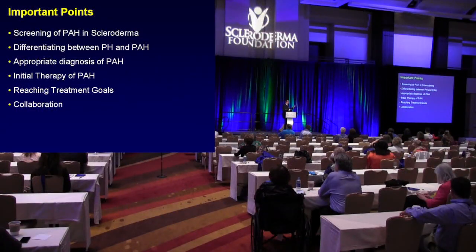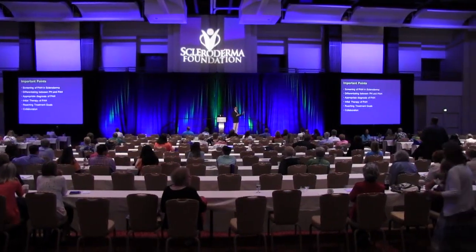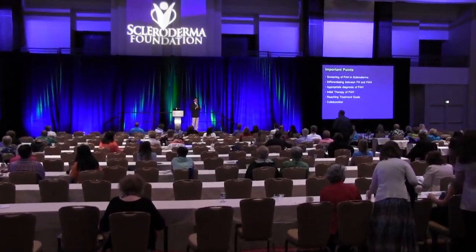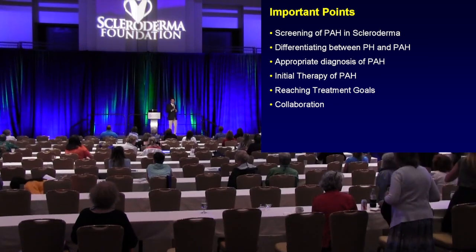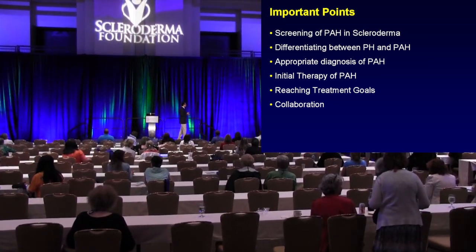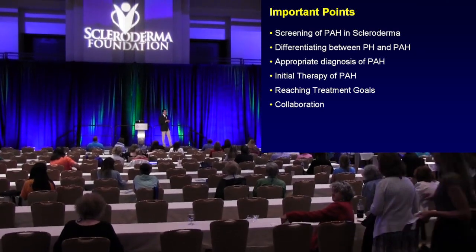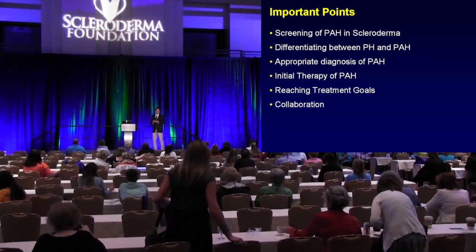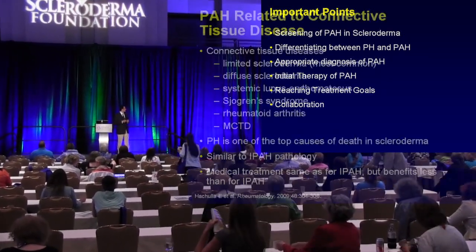So these are the points that I'm going to talk about. I'm going to talk about the screening of pulmonary arterial hypertension. I'll talk about the difference between pulmonary arterial hypertension and pulmonary hypertension. There's a big difference between the two. Does anybody know that? Okay, I'm going to come and ask you that question. How to diagnose pulmonary arterial hypertension, how to treat it, and then the collaboration between a cardiologist, a pulmonologist, and a rheumatologist trying to manage this disease.